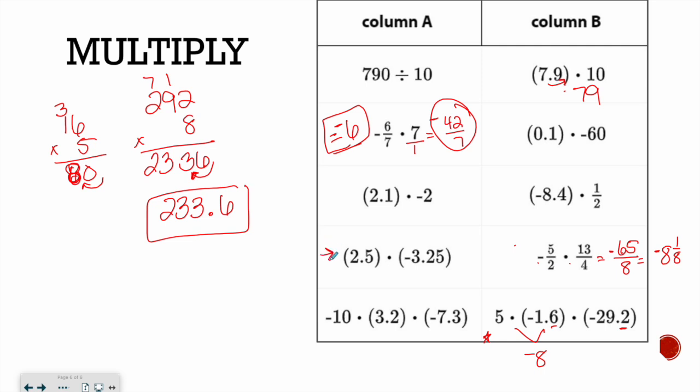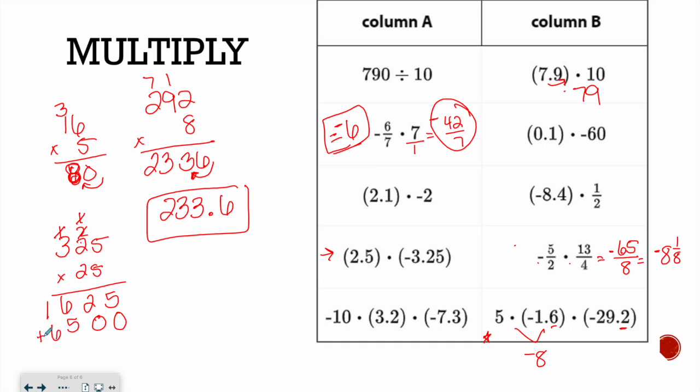If we did the 2 and 5/10 times negative 3 and 25/100, I would treat it as 325 times 25. 5 times 5 is 25. 5 times 2 is 10, plus 2 is 12. 5 times 3 is 15, plus 1 is 16. 2 times 5 is 10. 2 times 2 is 4, plus 1 is 5. 2 times 3 is 6.